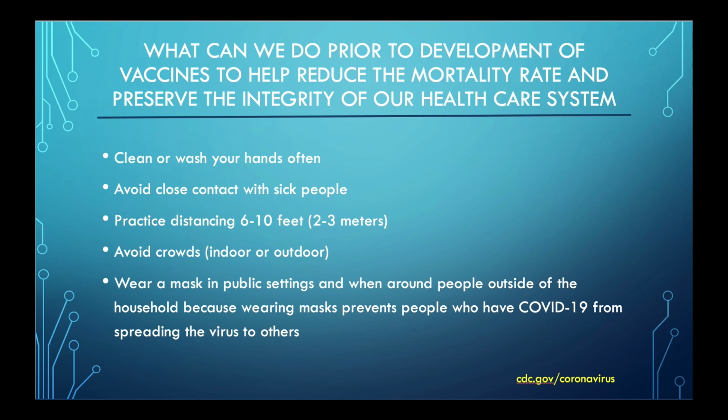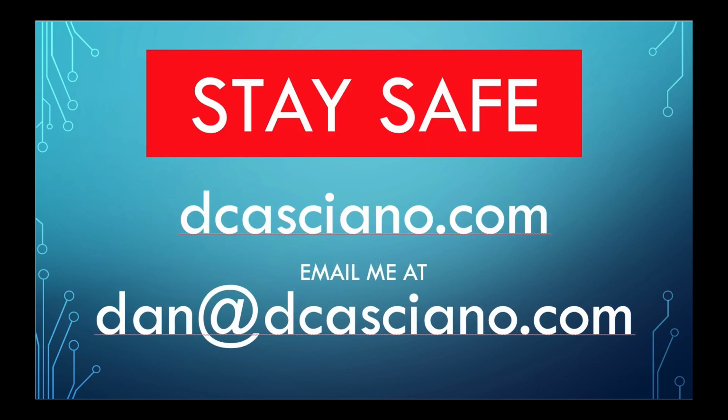This slide summarizes guidelines issued by the U.S. CDC. They recommend what precautions we should be taking to reduce the probability of COVID-19 infection. They include cleaning and washing your hands often, avoiding contact with sick people, practicing distancing, keeping 6 to 10 feet between you and the other, avoiding crowds outdoors and especially indoors, wearing a mask in public settings and when around people outside of the household. Wearing masks have been shown to greatly reduce being infected by people who have COVID-19 and spreading the virus to others.